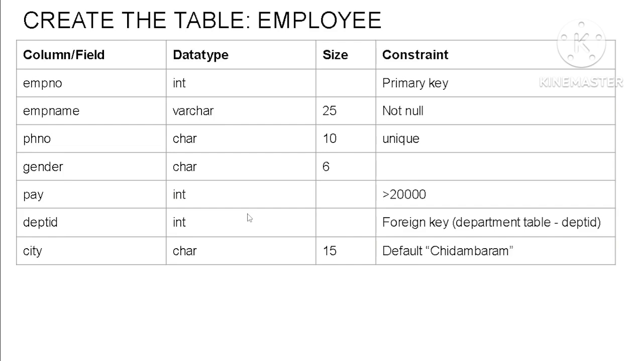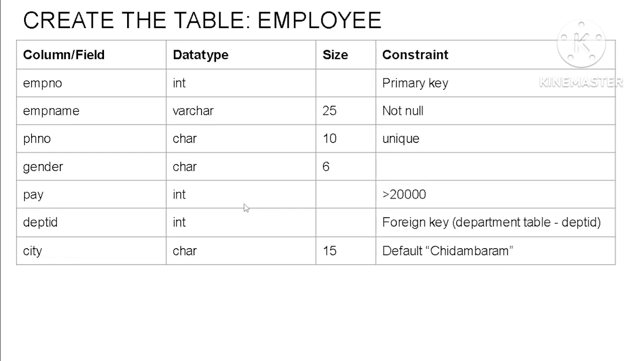Now let us learn how to create a table of this structure. What are the columns in the table? Employee number, name, phone number, gender, basic pay or pay, department ID, city. So if you look at these columns, it is automatically understood this is an employee table. Employee number is the primary key. Department ID is the foreign key because department ID is the primary key in the department table. This is some other table, so it is called a foreign key. And data types are mentioned here.